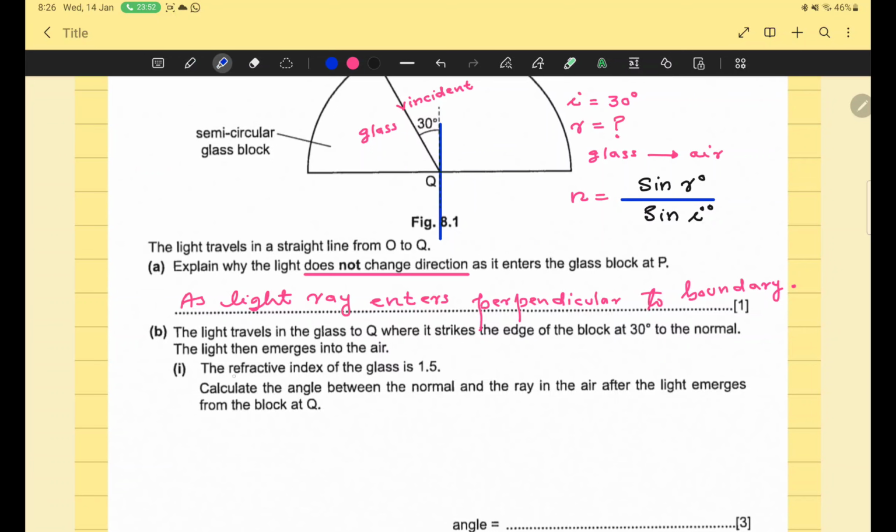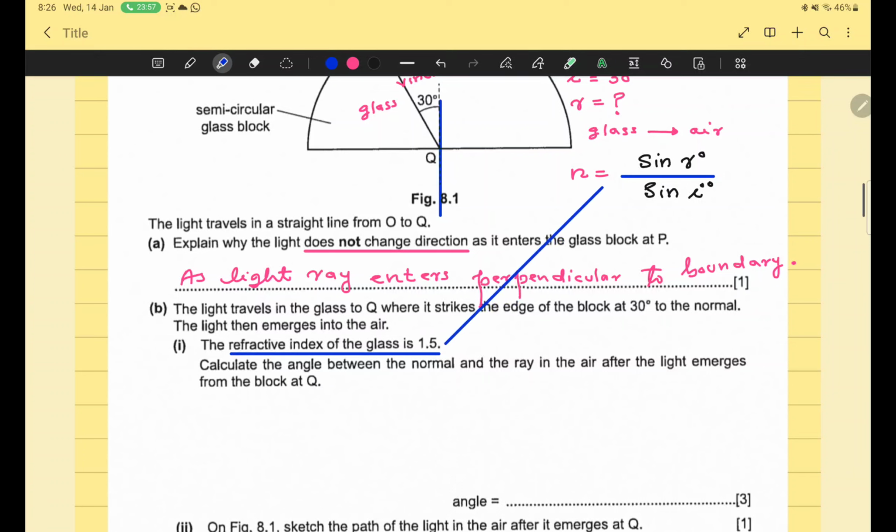And in this question, sir, we are given the refractive index. The refractive index is 1.5. So I am using this formula: refractive index 1.5 is equal to sine R divided by sine I. Angle I is given. It is 30 degrees. And we have to calculate angle R.